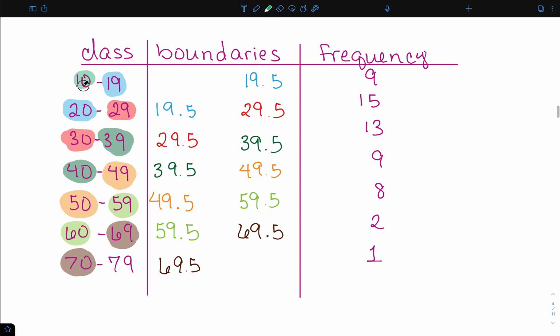For my first one, this empty one, if I look through, I can see that these are 69.5, 59.5, 49.5, 39.5, 29.5, 19.5. So this one will be 9.5 since they all have a difference of 10. And if I look at my very last one, I can see that these also have a difference of 10: 19.5, 29.5, 39.5, 49.5, 59.5, 69.5. So next will be 79.5. So we can see my class boundaries have one extra place value from the class limits, and they all end in a 5.